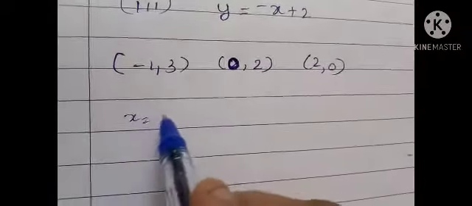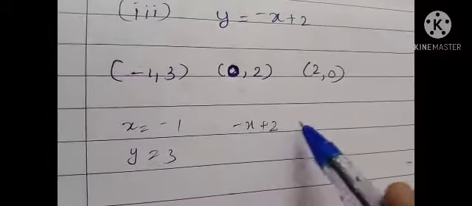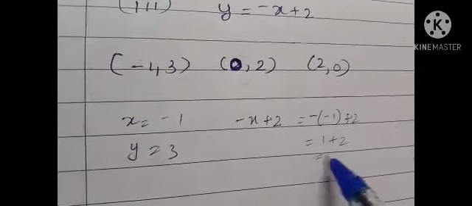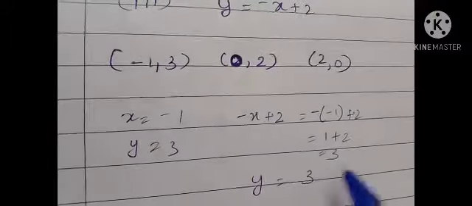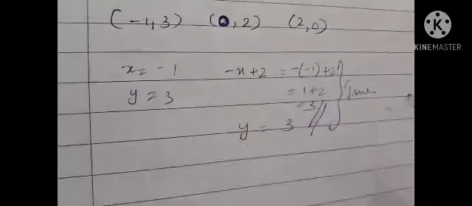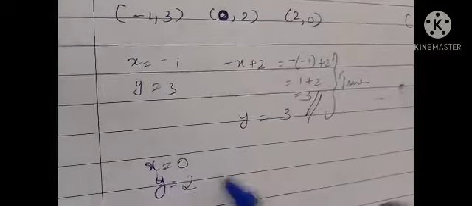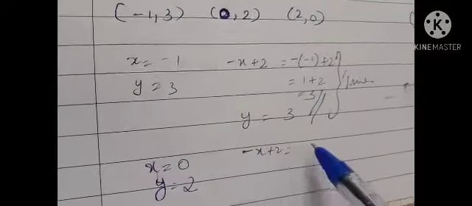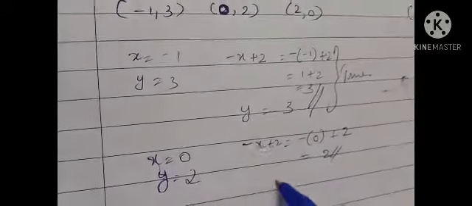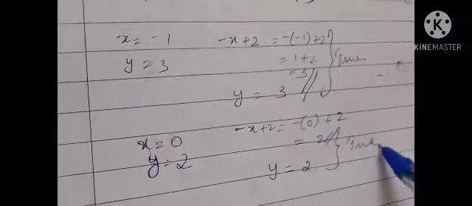So first one, x equal negative 1, y equal 3. So we have to find negative x plus 2. That is negative of negative 1, plus 2. That is 1 plus 2 equal 3. Then y is given as 3. So these two are equal, so this will be true. Next we check the second solution, x equal 0, y equal 2. So negative x plus 2 equal negative of 0 plus 2. That is 2 itself. Then y equal 2, that is given. So here these two are equal, so it is also true.